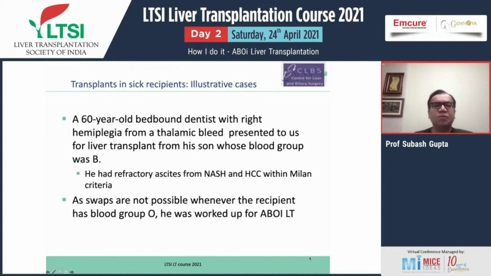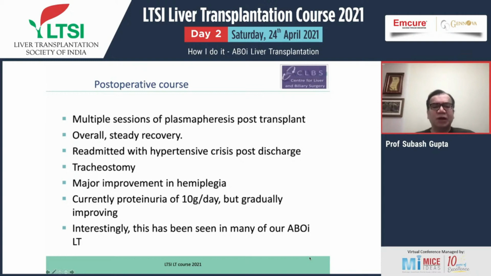The post-operative course. So this was a 60-year-old dentist who had a stroke, and there's a lot of emotional play here because the mother had died recently, and the son was very keen to do everything for the father. So he had refractory ascites from NASH and HCC, which was within Milan criteria. And because of him being blood group O, swap was not possible, and we did an ABO incompatible.